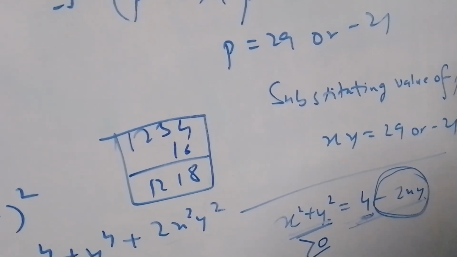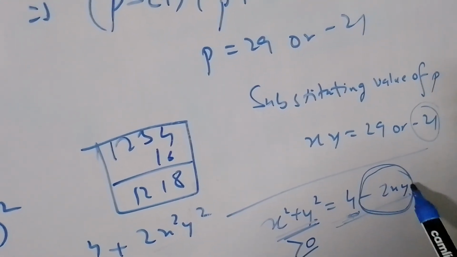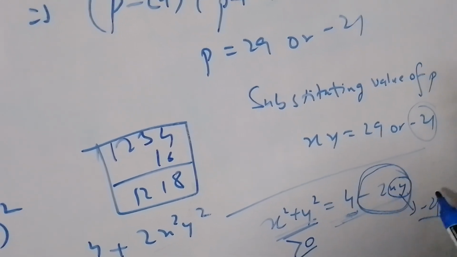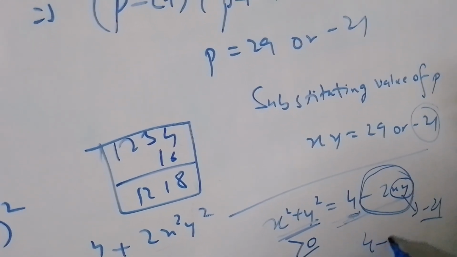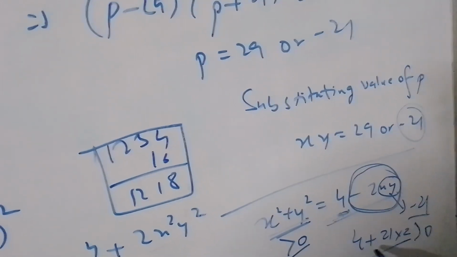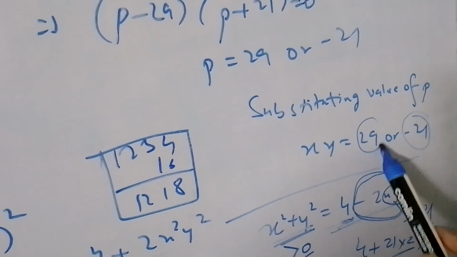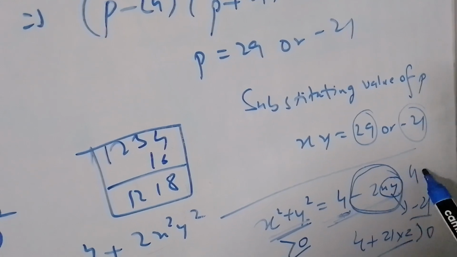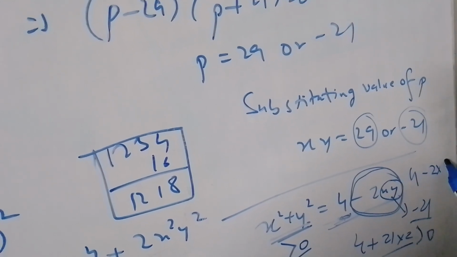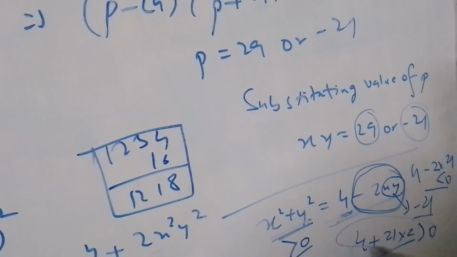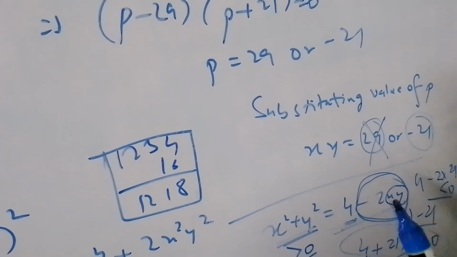So if we have the value of minus 21, it would make it plus 21 times 2, which is greater than 0. But if it is 29, it would be like this, so it's less than 0. We have to make this greater than 0. So 29 is not the answer, so xy is minus 21.